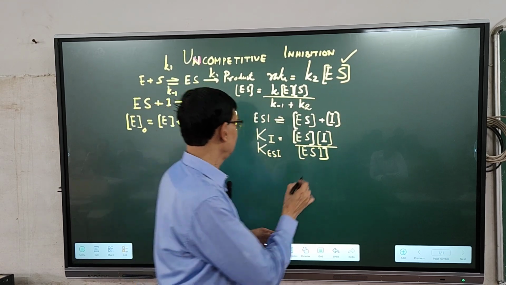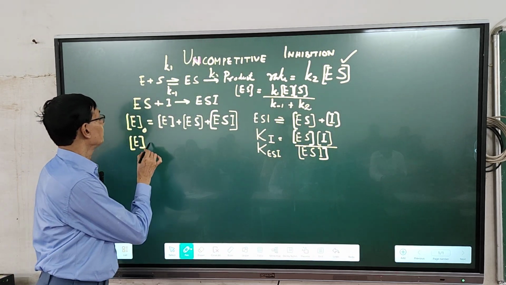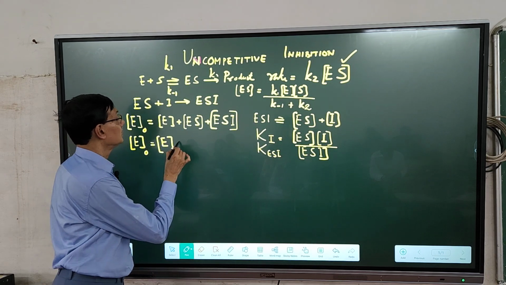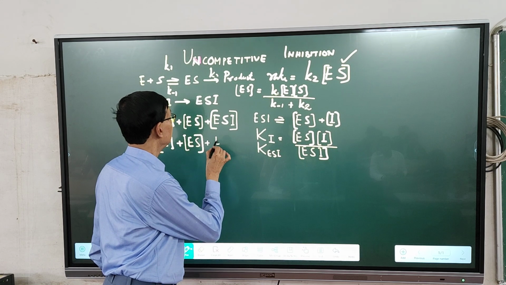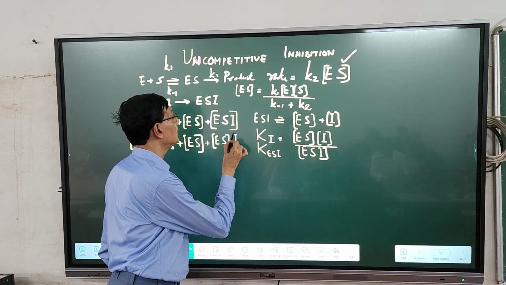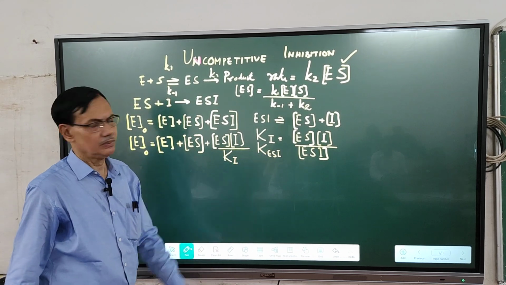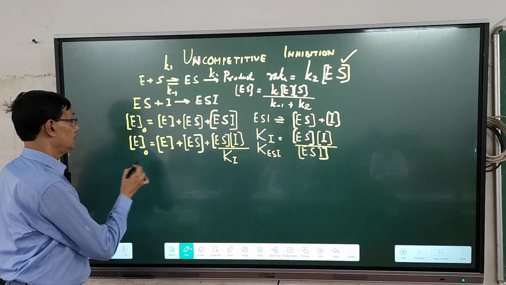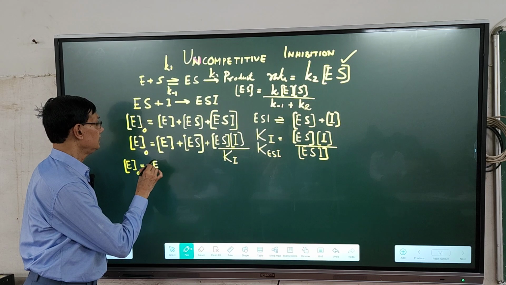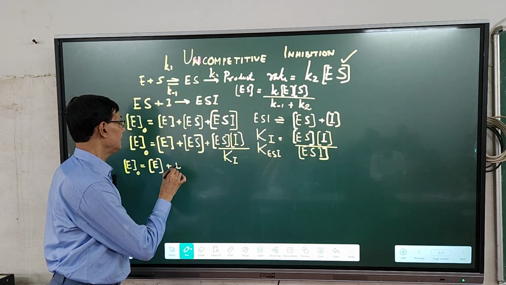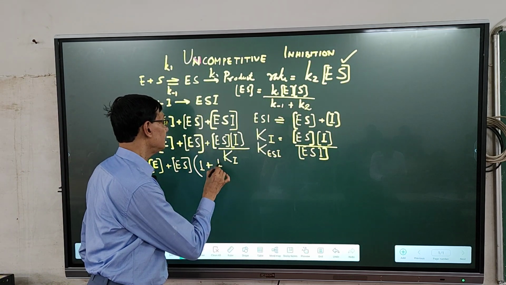So the same thing. ESI is equal to, E0 is equal to E plus ES plus ESI. I am not doing any new thing. You can write KI or even KESI, it makes no problem. The only difference is E0 equals E plus ES, 1 plus I over KI, exactly the same.